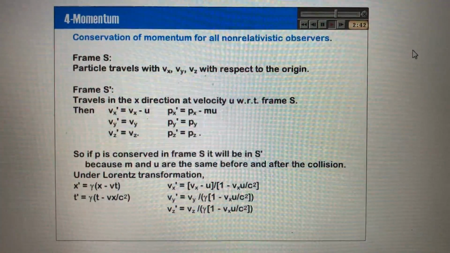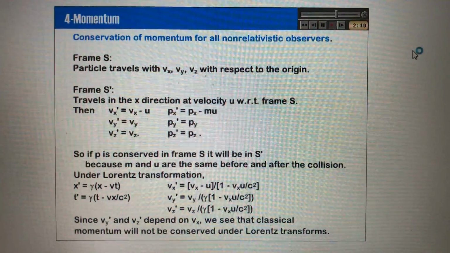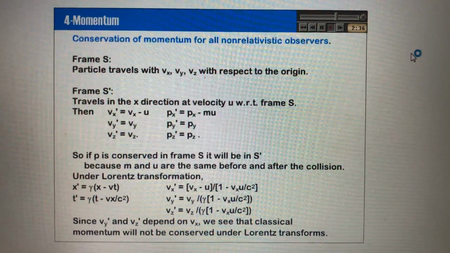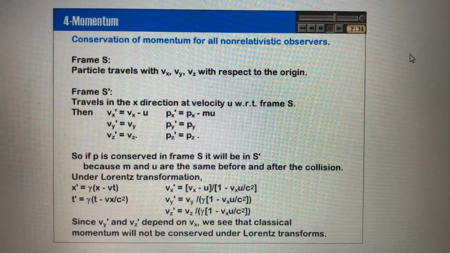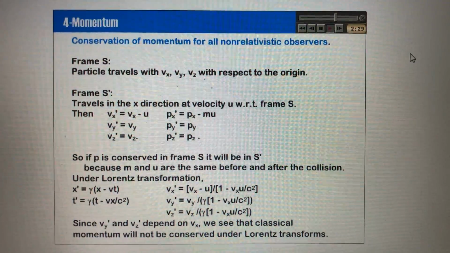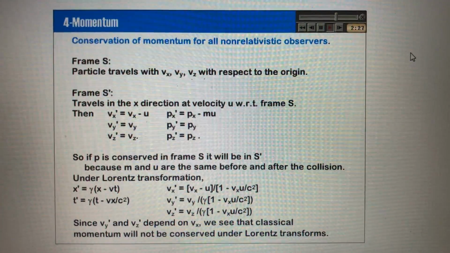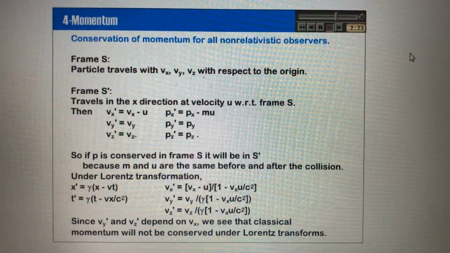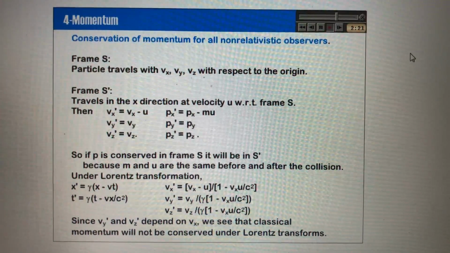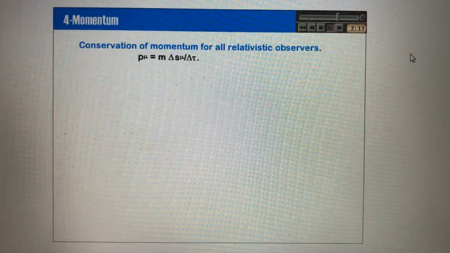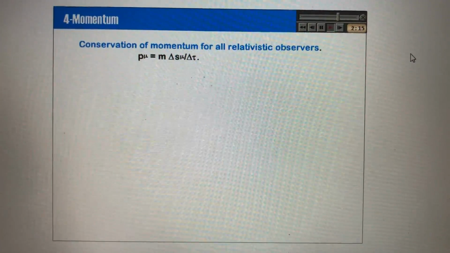Now, note here, vy prime and vz prime, if you look at those expressions, they depend on vx. So there is a kind of mixture between the different directions, and normally those are taken to be independent directions. What we see from that particular mixture is that classical momentum is not conserved under Lorentz transformation. You get all this mixture of the three different velocities. So let's examine conservation of momentum for the relativistic definition of momentum.